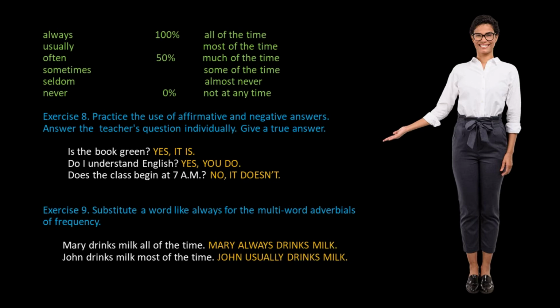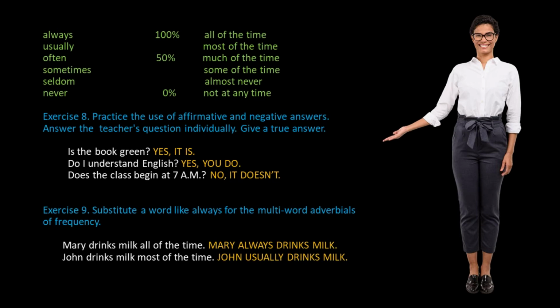Exercise 8 and 9. Exercise 8. Practice the use of affirmative and negative answers. Answer the teacher's question individually. Give a true answer. For example, is the book green? Yes, it is. Do I understand English? Yes, you do. Does the class begin at 7 a.m.? No, it doesn't.